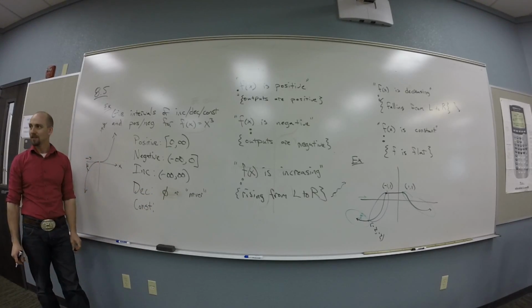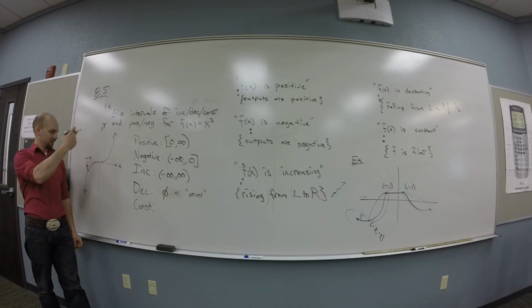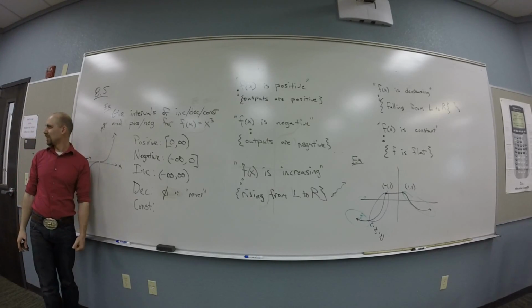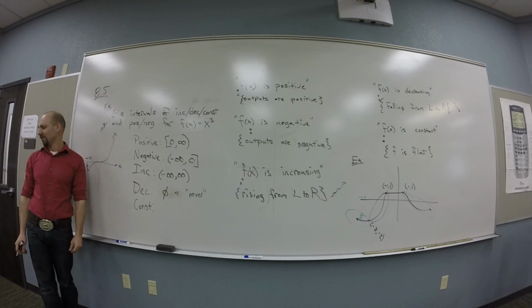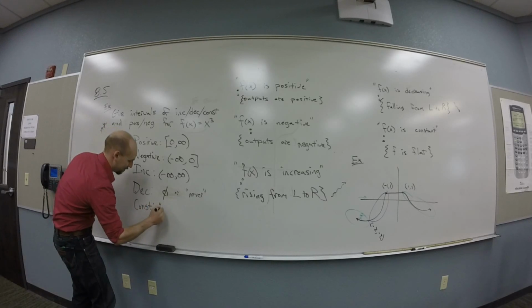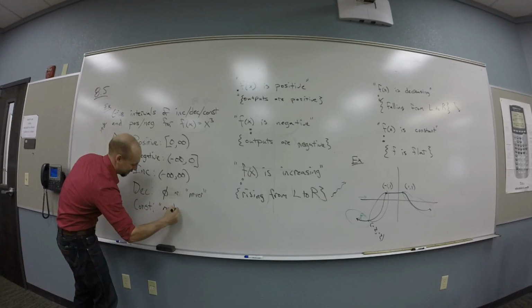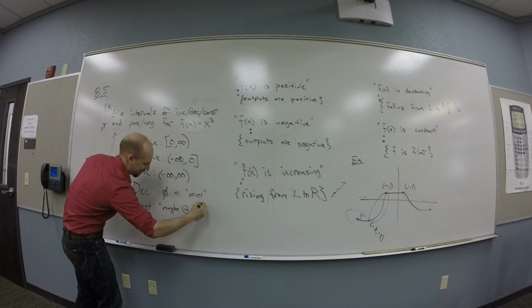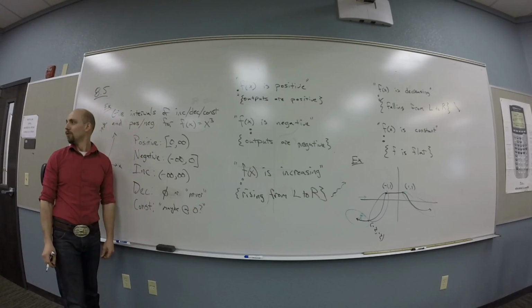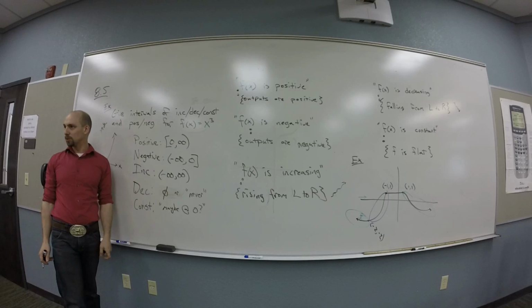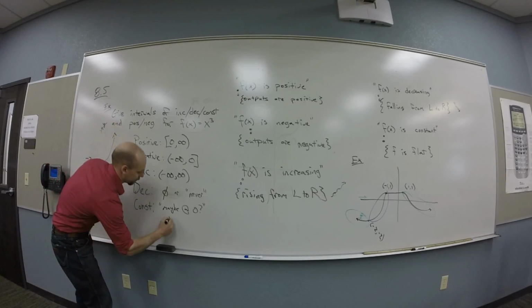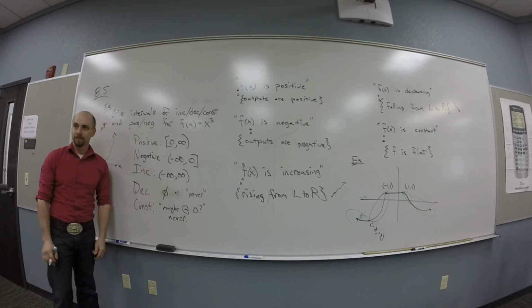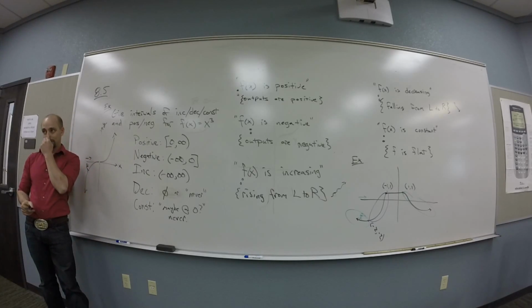How about constant? When is this thing flat? Yeah, maybe just at the 0. That would be weird to write as an interval, right? And I already said it was increasing there, so maybe I would say never. I might write maybe at 0. Really, I think, though, because we stuck that in here, never is probably a better answer. Guys cool with that?